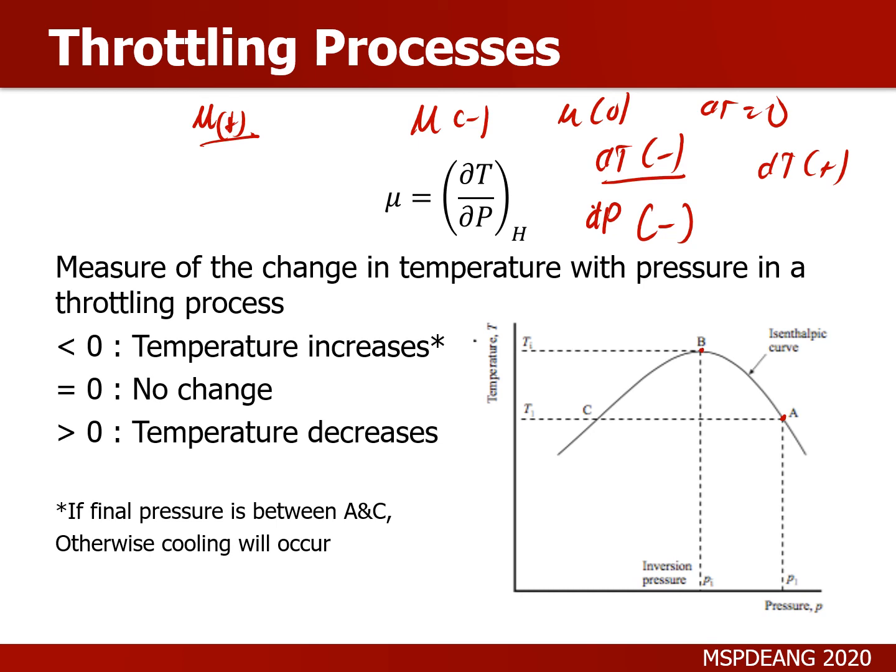Okay, so we call point B the inversion point. So meron tayong inversion temperature and inversion pressure. Pero kung mag-start ka naman dito sa point B, to the left of point B, positive all throughout dito ang Joule-Thomson coefficient. So therefore, magiging lagi tayong magde-decrease ng temperature. Okay?